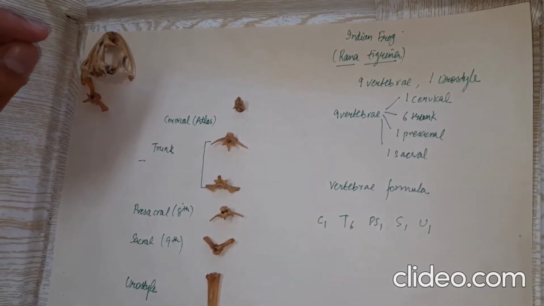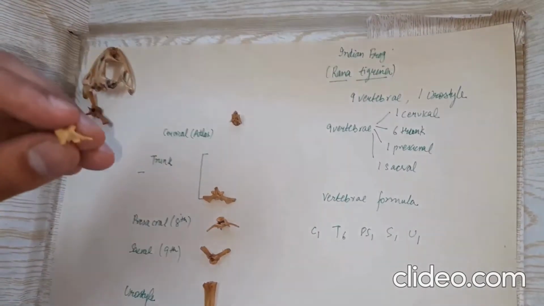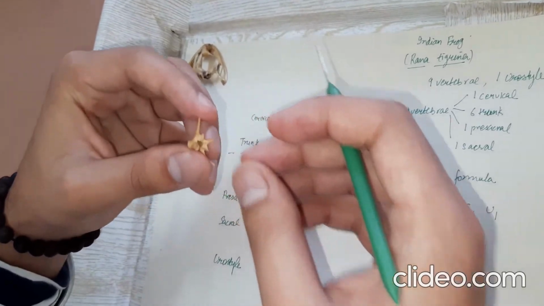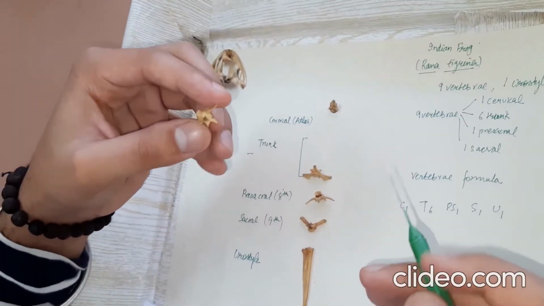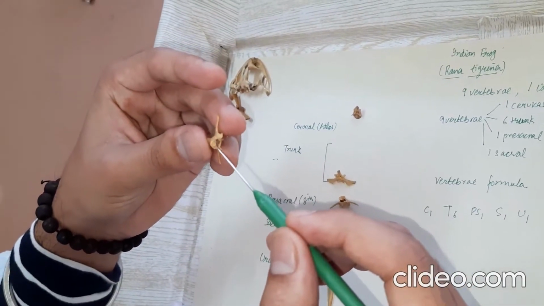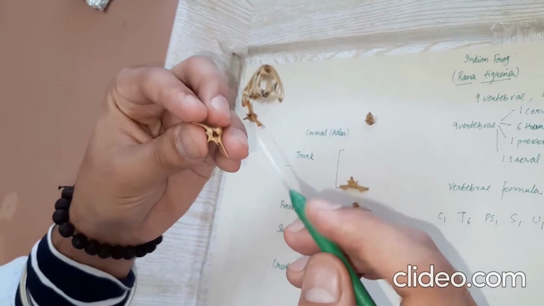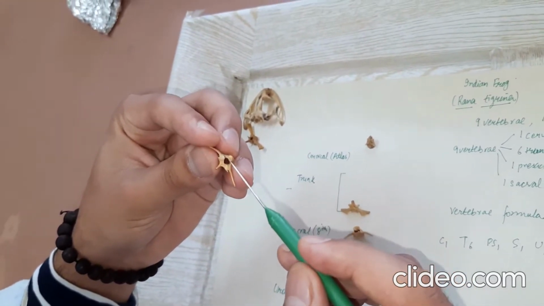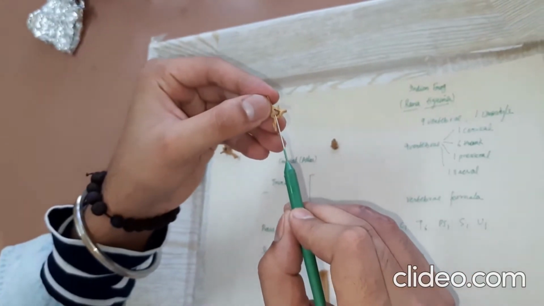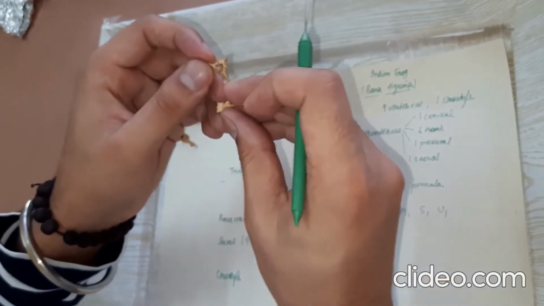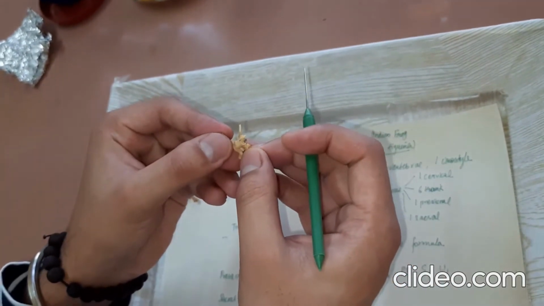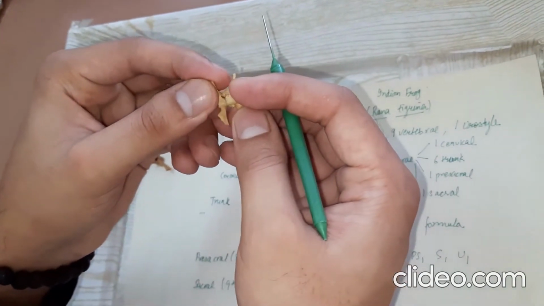Next vertebra, that is trunk. It has a procoelous centrum, that is, it is concave on the front. You can see this is the concave side, and it is convex at the hind end. You can see here this is convex. Its convexity fits with the concavity of the next vertebra, like this.